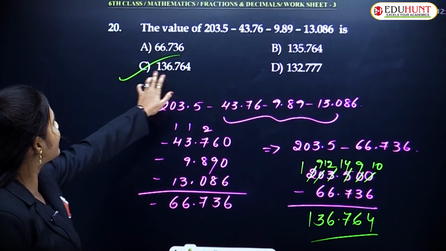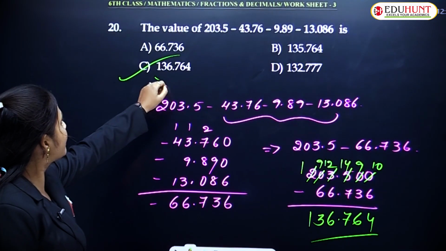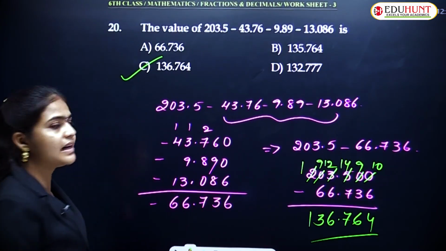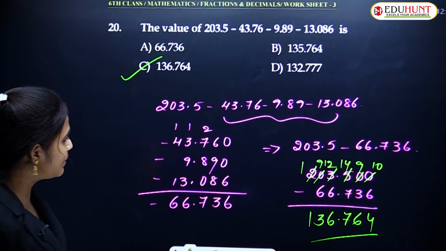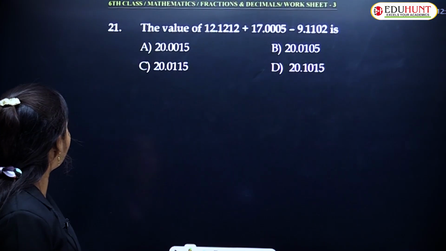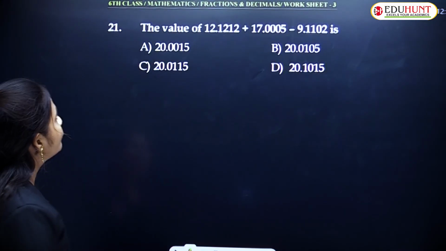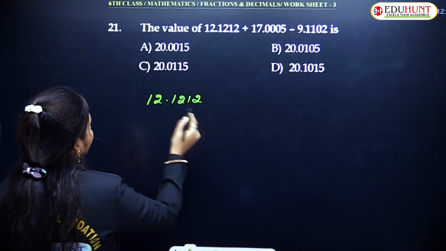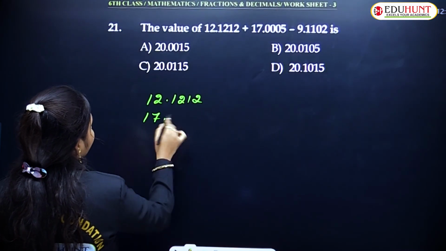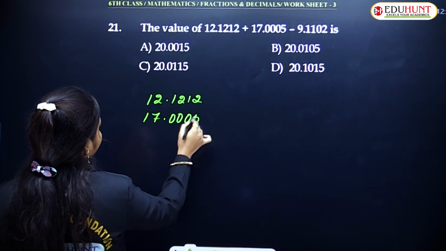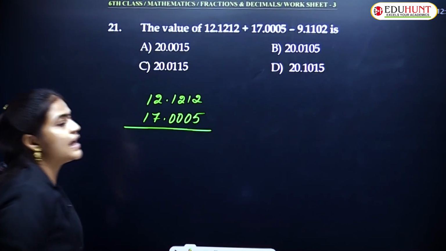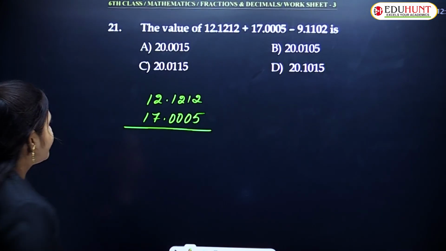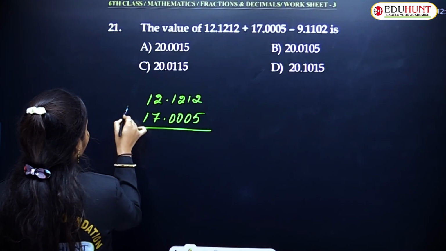Option C is satisfying, 136.764. Am I clear ma? Yes. And next one here, the value of 12.1212 plus 17.0005. Okay, from this value we have to subtract 9.1102. Okay, first you have to add these two numbers.